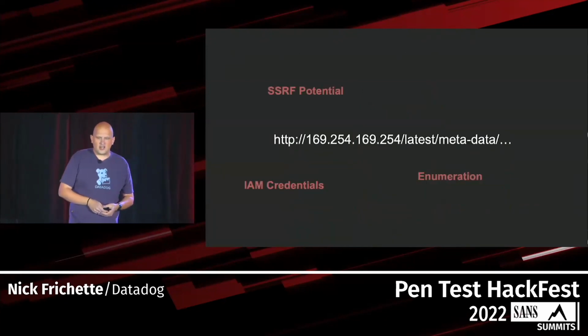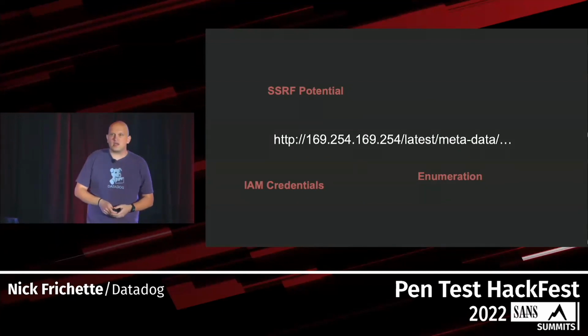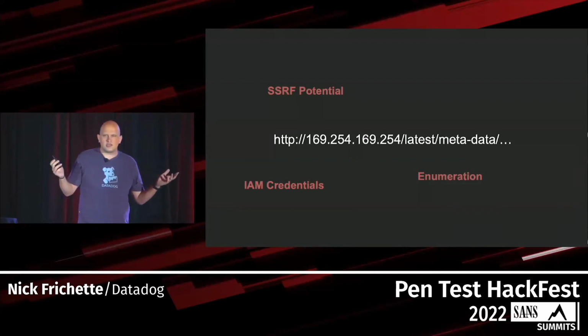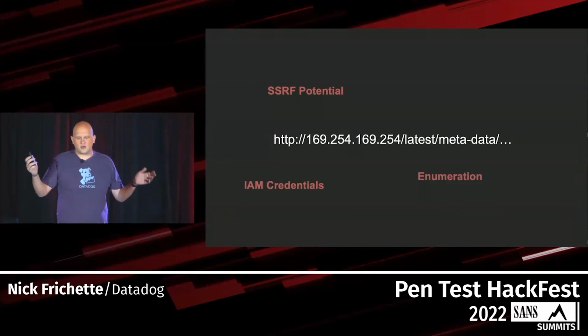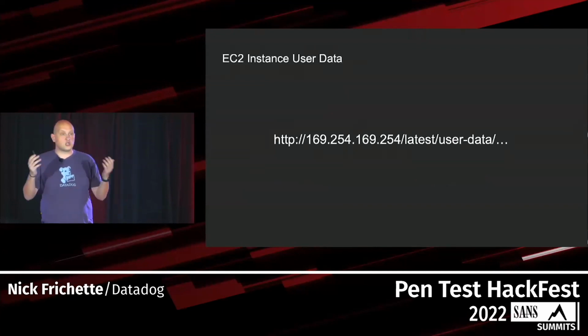Next, I'm sure many cloud hackers are familiar with that IP address. This is the EC2 metadata service IP address. You hit it and you steal creds, you do server-side request forgery, it's all great, it's a fun time. I actually want to talk about a slightly different endpoint. Same IP address, but instead of /latest/meta-data, let's talk about /latest/user-data.